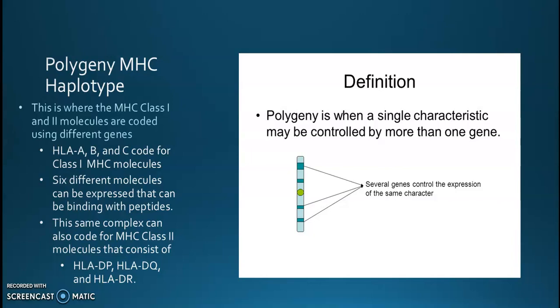MHC haplotype. This is where the MHC class 1 and 2 molecules are coded using different genes. HLA-A, B, and C code for class 1 MHC molecules. 6 different molecules can be expressed that can be binding with peptides. This same complex can also code for MHC class 2 molecules that consist of HLA-DP, HLA-DQ, and HLA-DR. And you can see that in the picture to the right. That's where it's talking about a single characteristic controlled by several different genes or molecules.